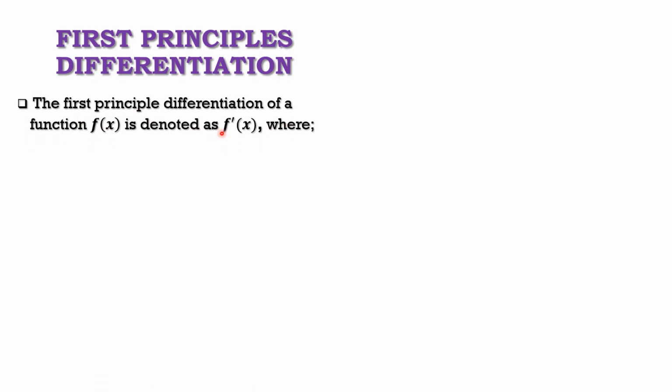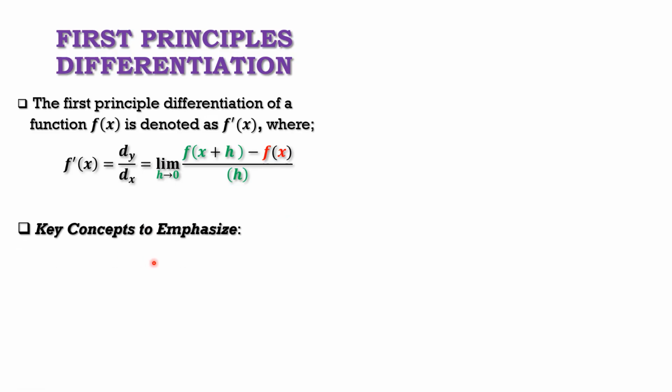The first principle differentiation of a function f of x is denoted as f prime of x, f first of x. That is the first differentiation, where f prime of x will be the same as dy over dx, equal to the limit as h approaches 0 of f of x plus h minus f of x divided by h. We got this idea from the understanding of the birth of differentiation from our previous video.